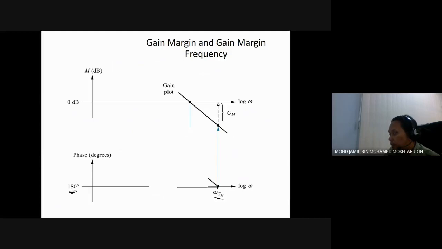Look at your magnitude Bode plot and determine the difference between 0 decibel and this point here. The difference between these two is known as gain margin. So this is gain margin, and the frequency at gain margin is the gain margin frequency. These are two things that you need to know how to look for in a Bode plot.